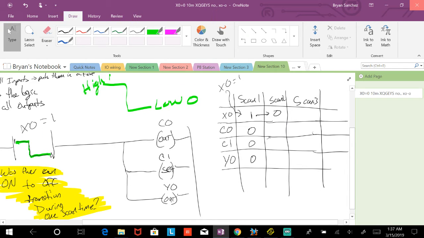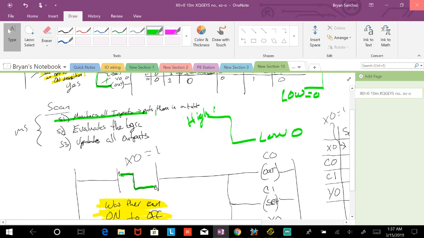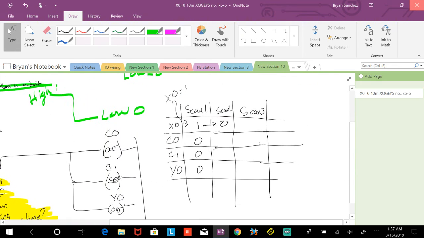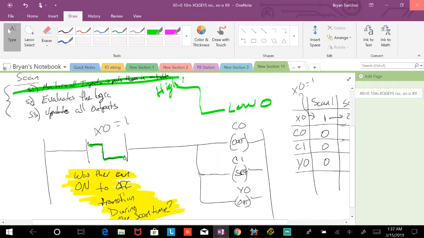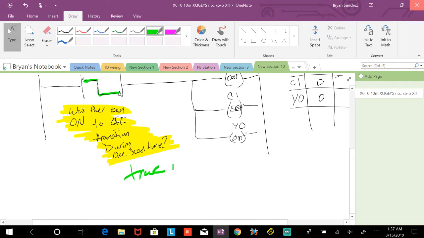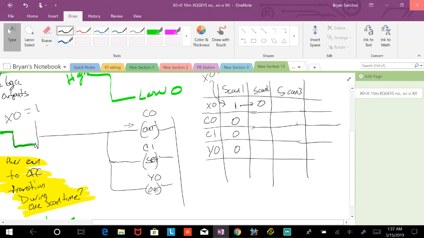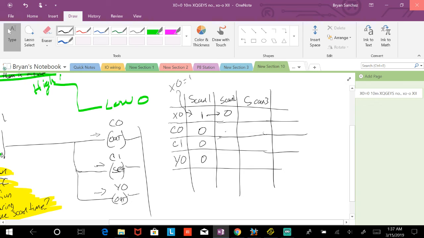When it starts recollecting data on its monitor, its inputs, it's saying it changed from 1 to 0. Oh, wait a minute. This is true, this is true, this is yes. So what's going to happen? This one's going to turn on, this one's going to turn on, this is going to be true. So C0 is 1. C1, I'm going to set a 1 there. Now remember, I used a set, so it's always going to stay 1 until I reset it. Y0 turns on.